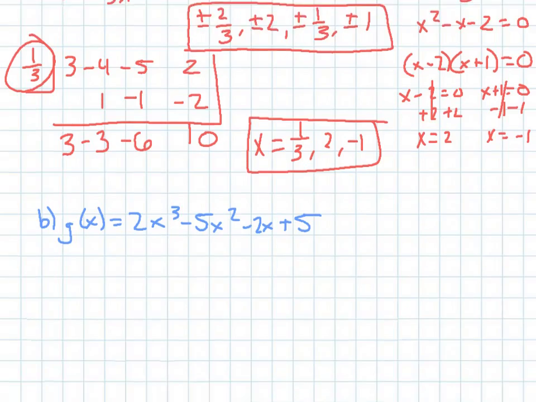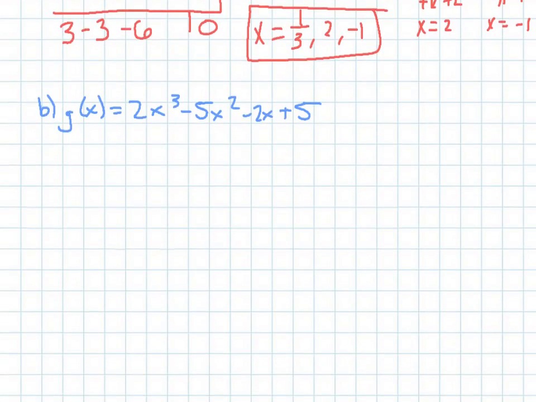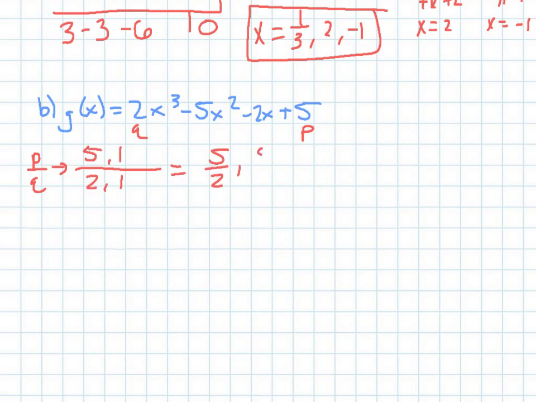Okay? Let's try another one. So here, this is my P, this is my Q. So factors of P is 5 and 1. Factors of 2 is 2 and 1. So let's make a combo. So 5 over 2, 5 over 1, 1 over 2, 1 over 1. Okay, so then simplify. So 5 halves, plus or minus 5, plus or minus 1 half, and plus or minus 1.